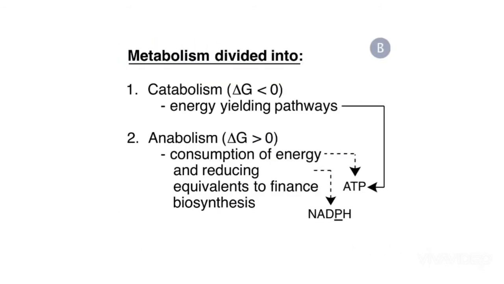Panel B. Biochemists divide metabolism into two subcategories, catabolism and anabolism. Briefly, catabolism consists of the energy-yielding pathways, and anabolism is basically biosynthesis. We use the free energy that we generate through catabolism in order to assemble complex molecules by way of anabolism. Let's look at Panel C.